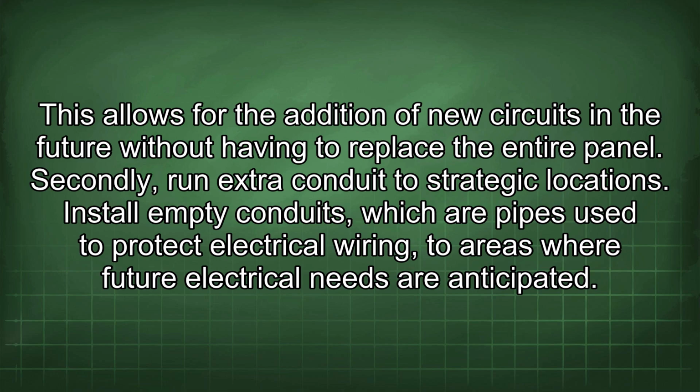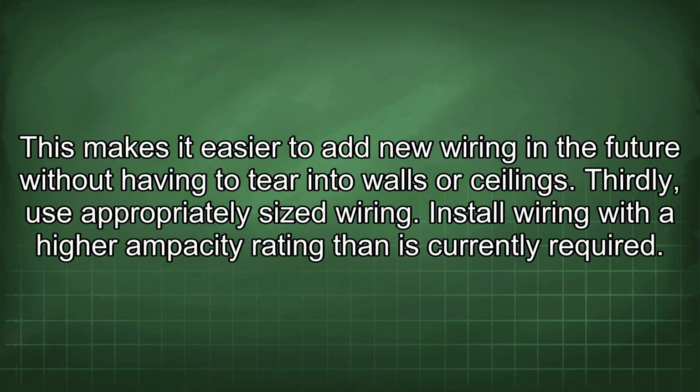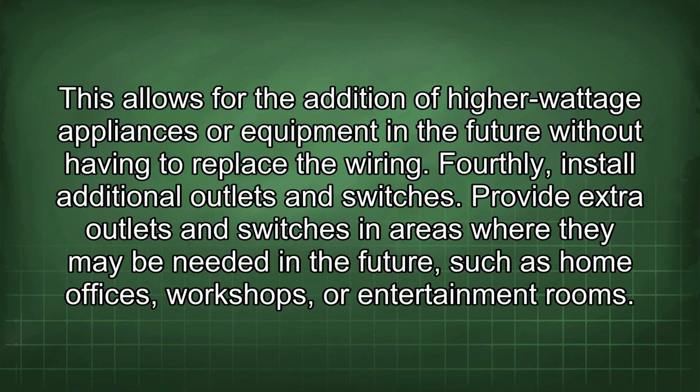Secondly, run extra conduit to strategic locations. Install empty conduits, which are pipes used to protect electrical wiring, to areas where future electrical needs are anticipated. This makes it easier to add new wiring in the future without having to tear into walls or ceilings. Thirdly, use appropriately sized wiring. Install wiring with a higher ampacity rating than is currently required. This allows for the addition of higher wattage appliances or equipment in the future without having to replace the wiring.